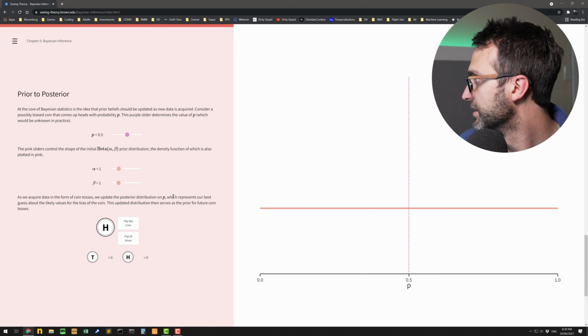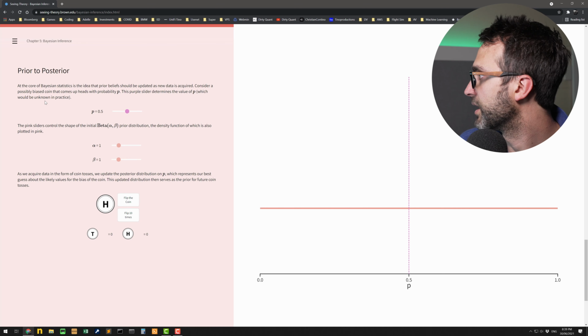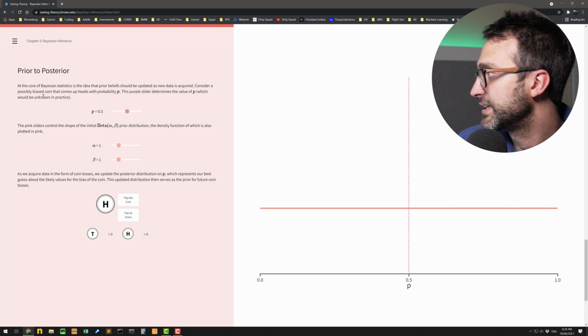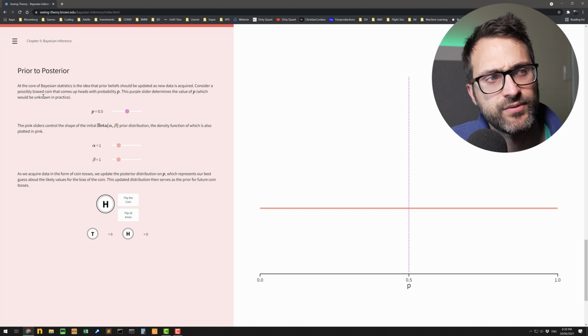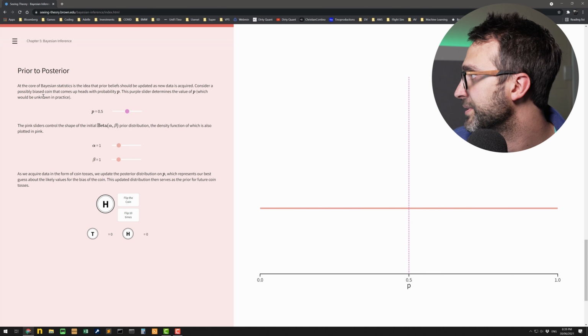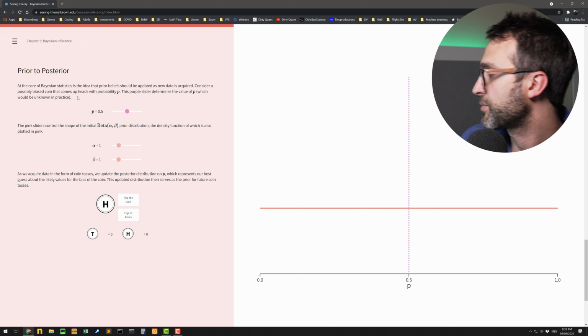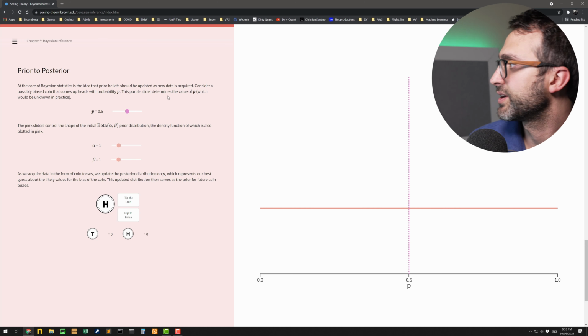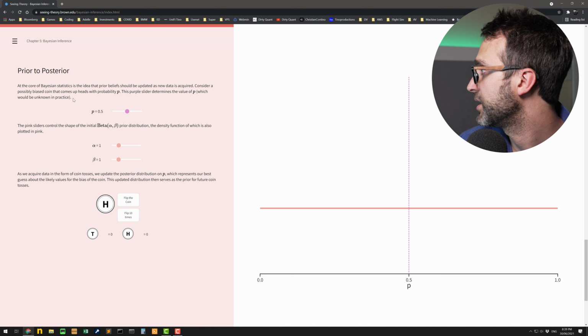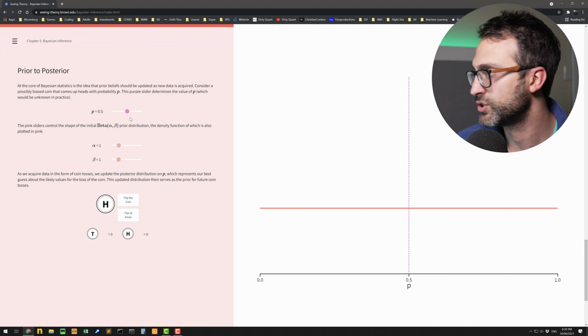Amazing. Prior to posterior. All right, the core of Bayesian statistics is the idea that prior beliefs, so the prior is essentially information you have before the test even happens, should be updated as new data is acquired. Consider a possibly biased coin that comes up with heads probability P. The purple slider determines the value of P, which should be unknown in practice, right? You don't really know what that is. Pink sliders control the shape of the initial beta prior distribution.